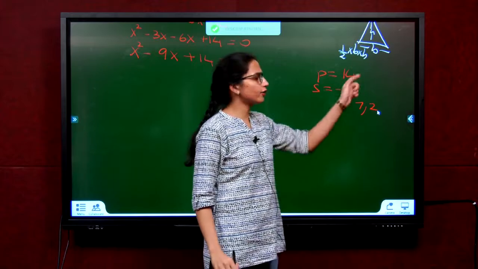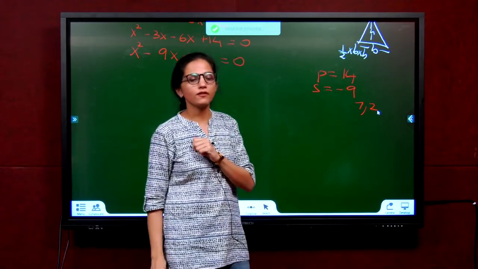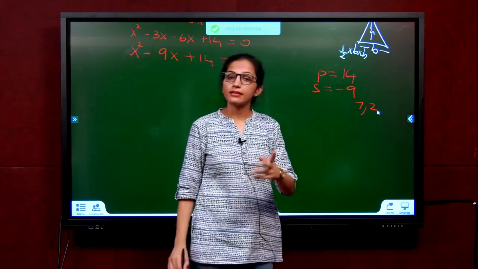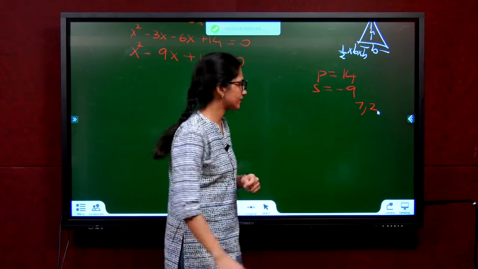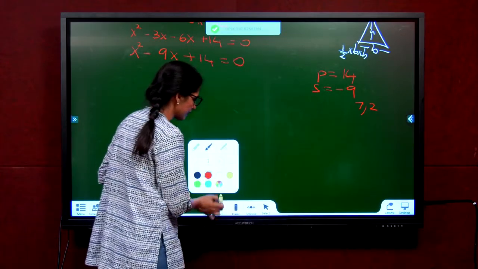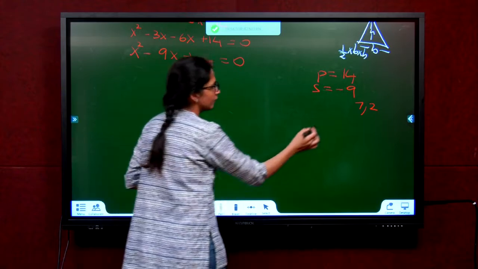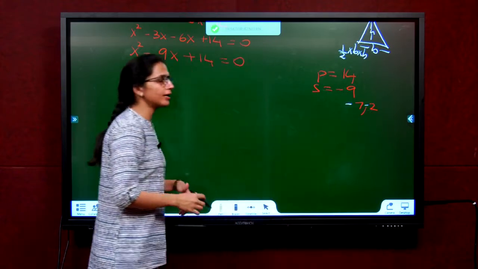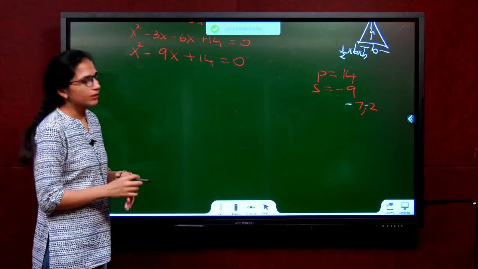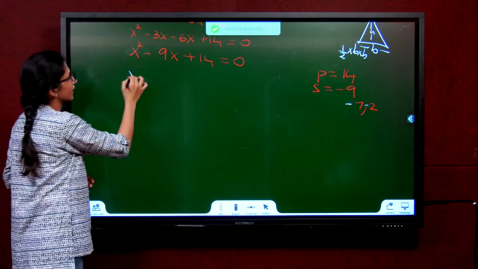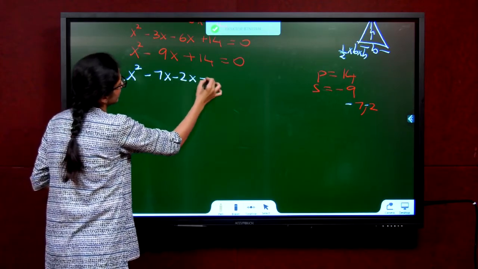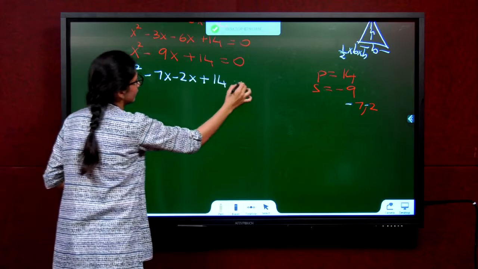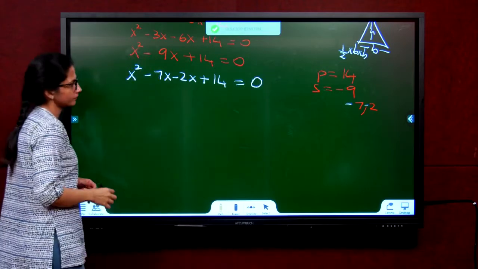Are 7 and 2 giving you 14 as product? Yes, 7 twos are 14. What about 9? But I want minus 9. 7 plus 2 is plus 9, not minus 9. So how do I get the minus 9? I will put a negative sign for both. Minus 2 minus 7 will give me minus 9. So x square minus 7x minus 2x plus 14 is equal to 0.